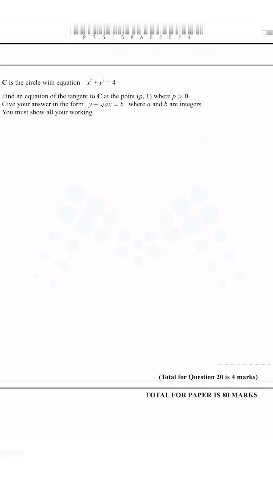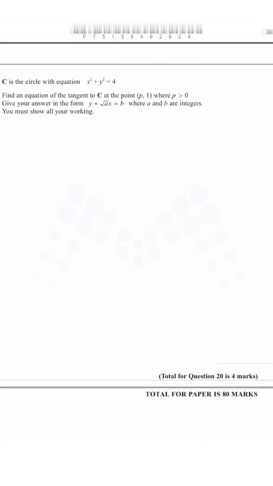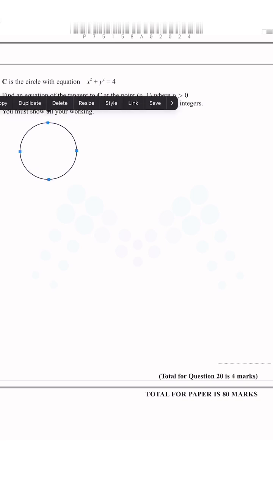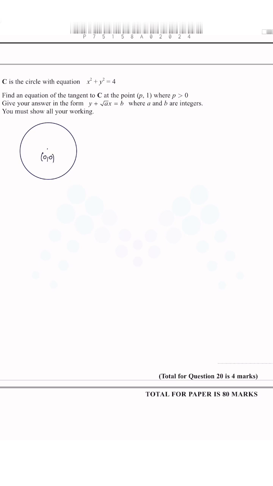Question number 20. Last question of the paper. C is a circle with equation x squared plus y squared equals 4. So if I was to draw C out, a circle over here, I know my center for this one is going to be 0, 0. And I know I've got a tangent at the point where x is p and y equals 1. So I've got some point over here.